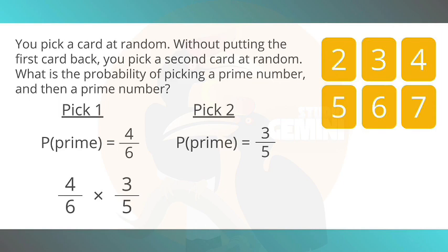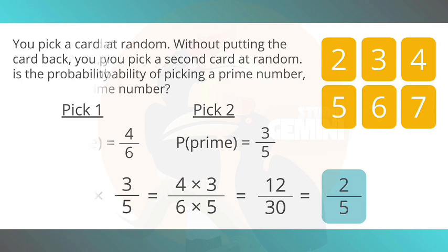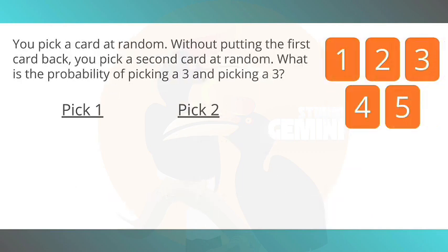Let's multiply 4 over 6 and 3 over 5 by multiplying the numerators and denominators. 4 times 3 is 12, and 6 times 5 is 30. 12 over 30 simplifies to 2 over 5. The probability of picking a prime number and then a prime number is 2 over 5. Let's do one final example. You pick a card at random. Without putting the first card back, you pick a second card at random.